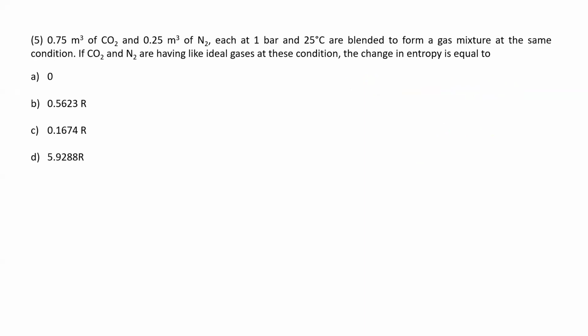Now, 0.75 meter cube of CO2 and 0.25 meter cube of N2, each at 1 bar and 25 degrees, are blended to form a gas mixture at the same condition. If CO2 and N2 behave like ideal gases at this condition, the change in enthalpy, delta H mixing, for ideal gases equals 0, right? We have discussed this earlier. So that's why this is 0.